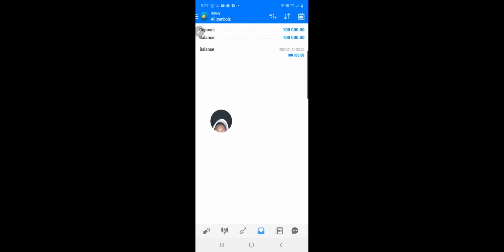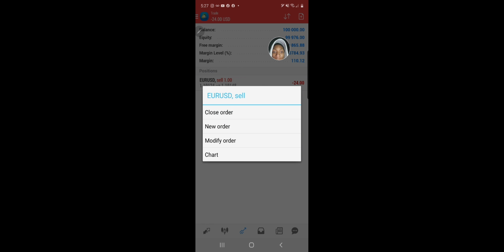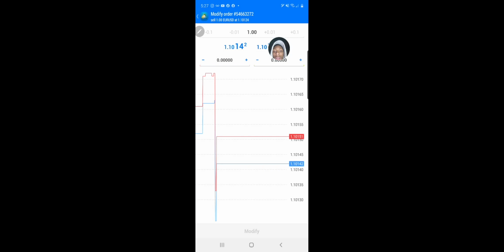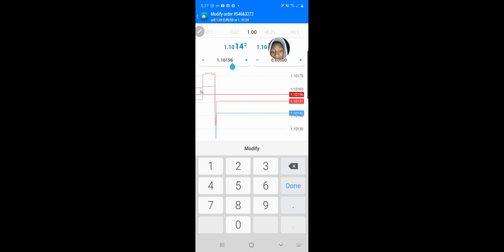There we go. I put 100,000 demo dollars in here. All right. So this is how you modify the stop loss. Since this is a sell, I'm going up. See, I'm going up 10 pips. So I got in at 124, so I'm gonna put my stop at 230. Bam.